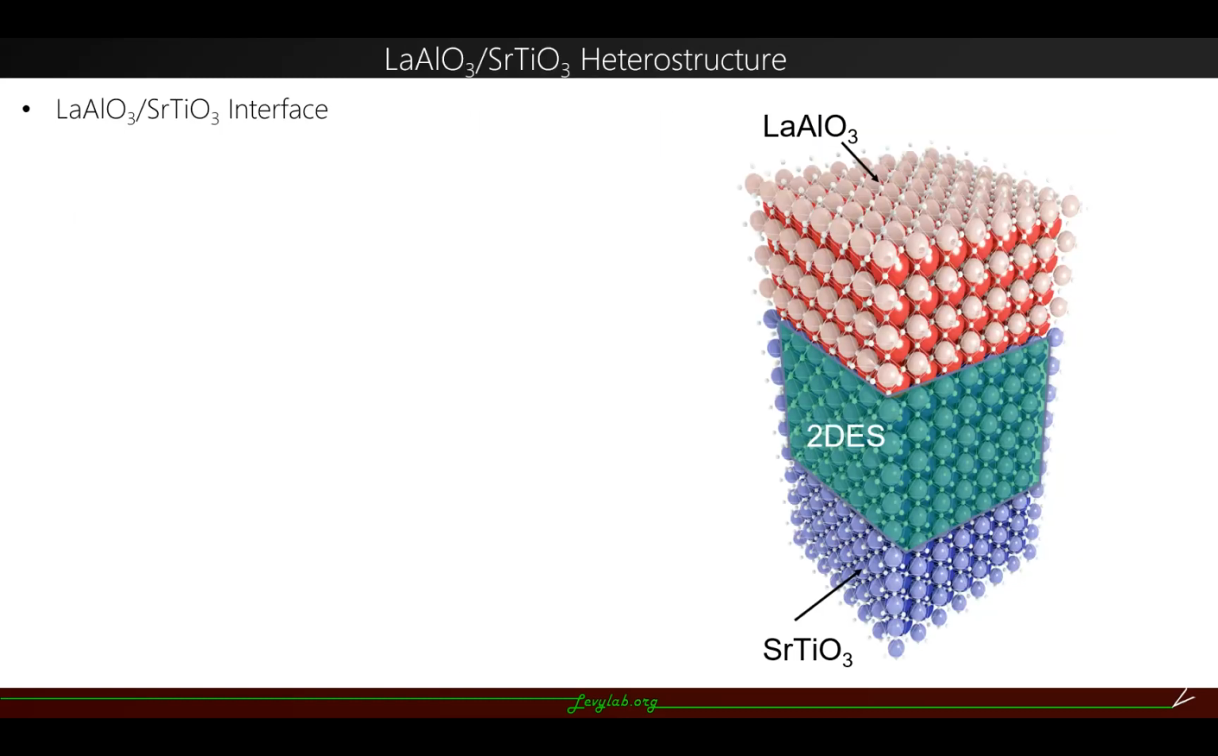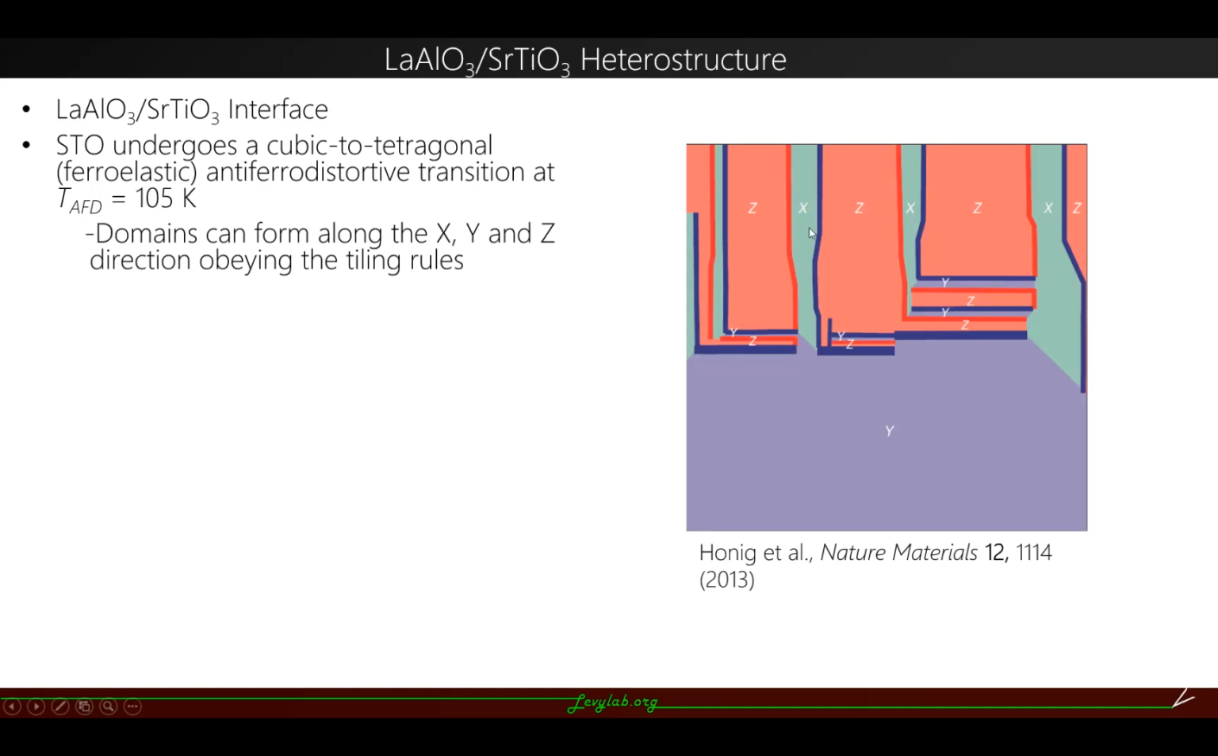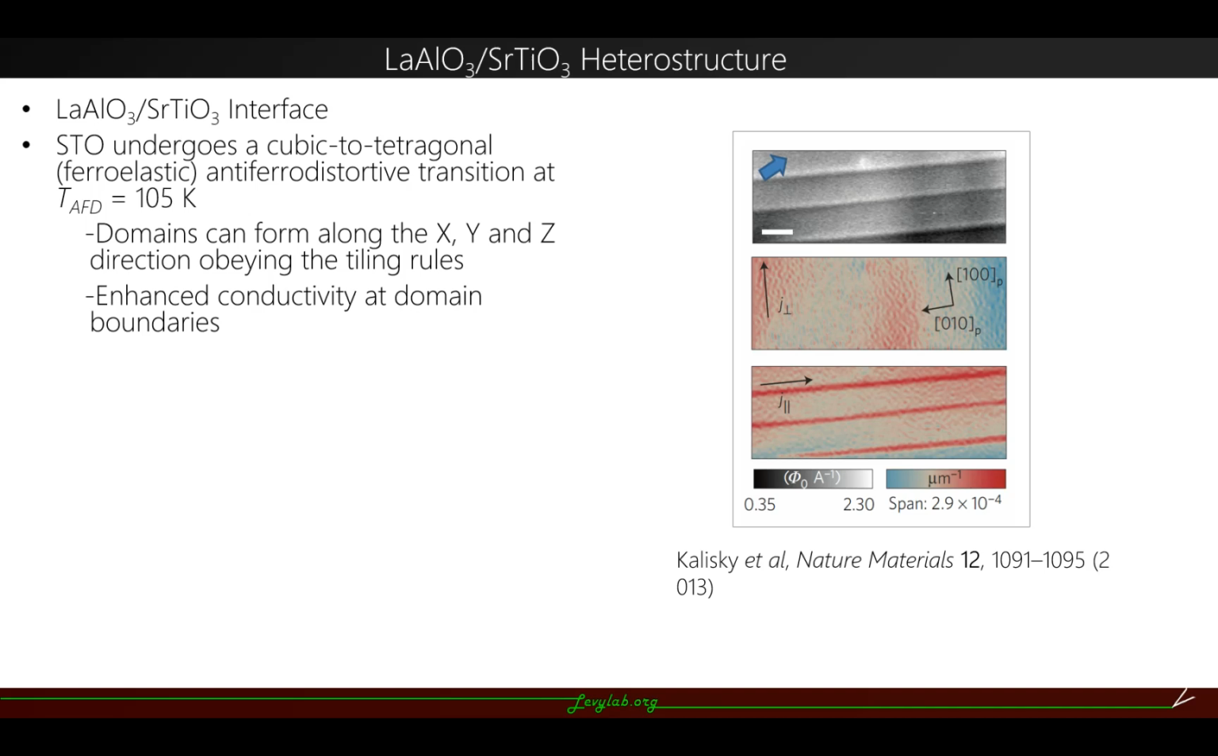Now, we are particularly interested in the 2D electron system at the LaAlO3 interface, and for a variety of reasons, this system is very different from any semiconducting system. So, firstly, strontium titanate undergoes a cubic to tetragonal phase transition at 105 Kelvin, forming ferroelastic domains along the X, Y, and Z crystallographic directions. And these ferroelastic domains have been shown to play a significant role behind the transport properties at the interface, like the observance of enhanced conductivity along the domain walls.